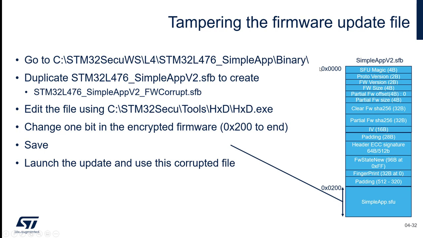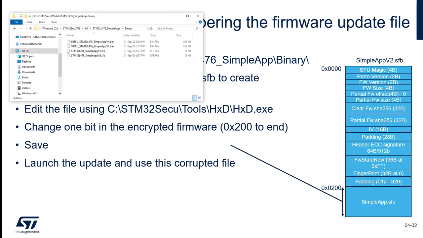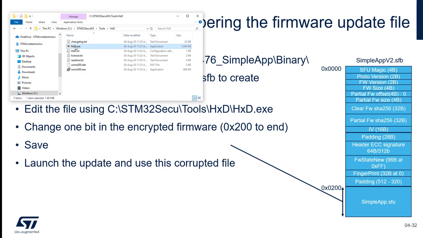And first we will tamper the content of the firmware. So here is the header and here is the firmware. The firmware is encrypted, so when tampering, you need to know what you do. To do this, we will use a binary editor called HxD. Let's do it. Let's go to the tools and launch the HxD editor.